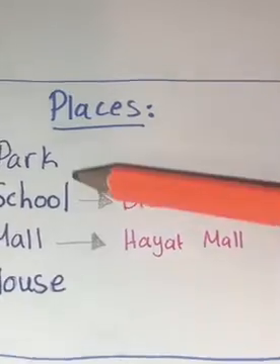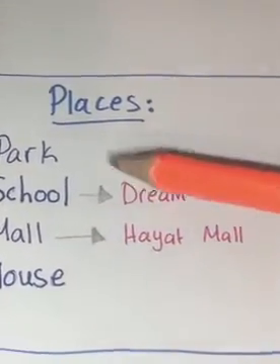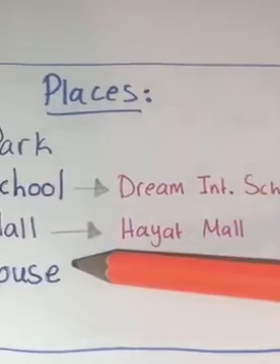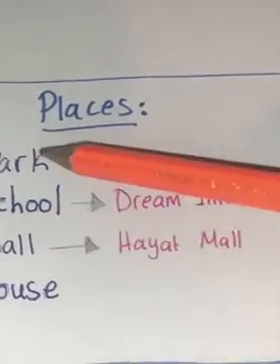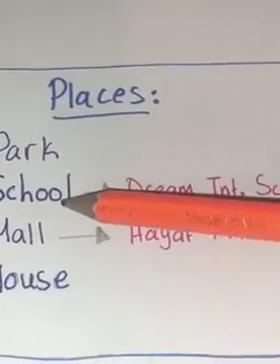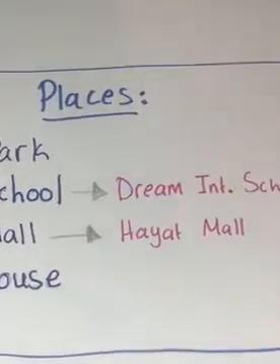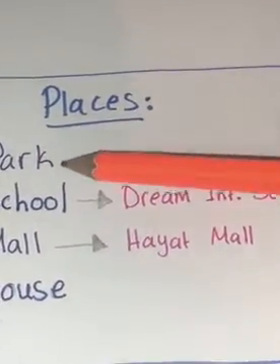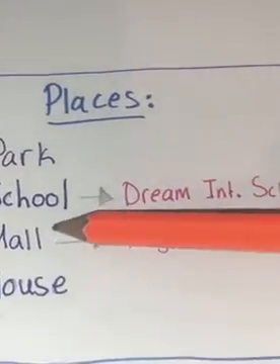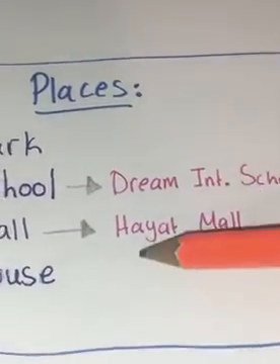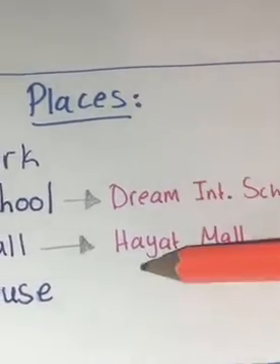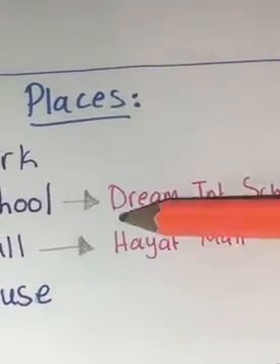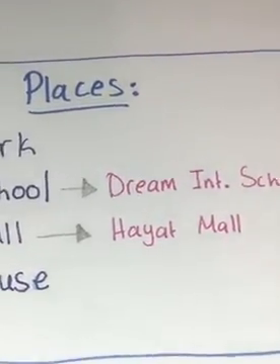Now, places like park, school, mall, and house are nouns. Okay? They are nouns. If we don't know the name of the park, the school, the mall, or the house, these are called common nouns. But if we know the names like Dream International School and Hayat Mall, these in pink are called proper nouns. And this should always start with a capital letter, okay?